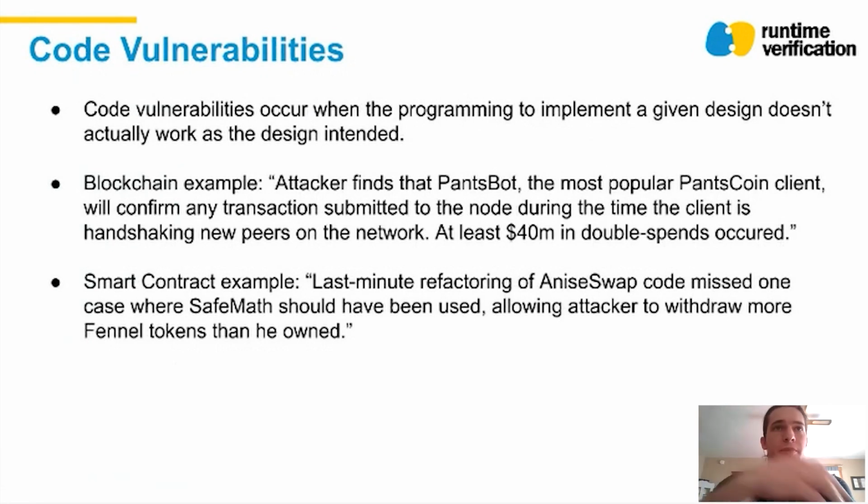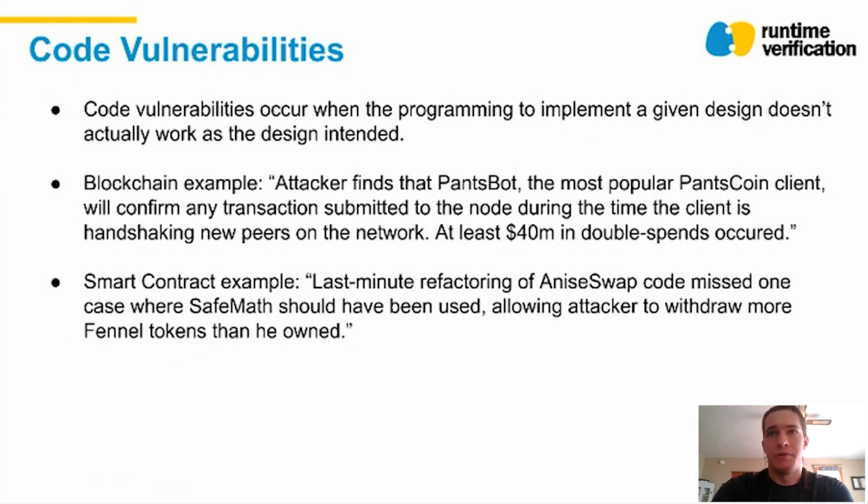A code vulnerability is where your design is good, everything looks like it should work, the differential equations describing your system behave stably in the way that you expect, everything's good. But the code that you implement has a bug in it. So this is more what people think about when they think of exploits.